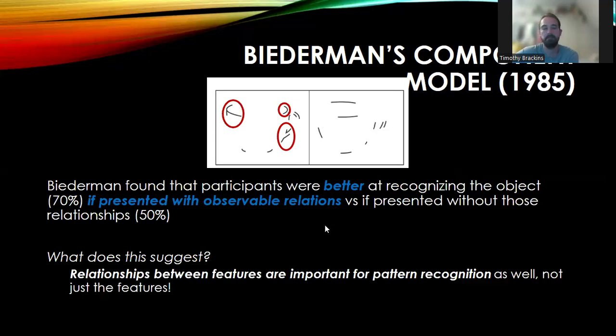So what does this suggest? Well, it suggests that the relationships between the features are very important for pattern recognition. Feature detection theory would say that we're just getting the critical features and then using those to build up, in this case, our coffee cup. But what Biederman is saying is that, well, no, it's actually just as important that we understand the relationship between the features. So this is critical too: how they're related, not just what they are.